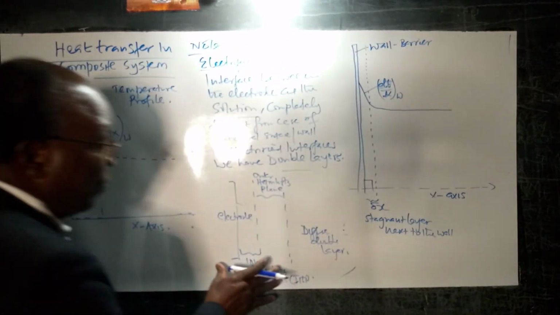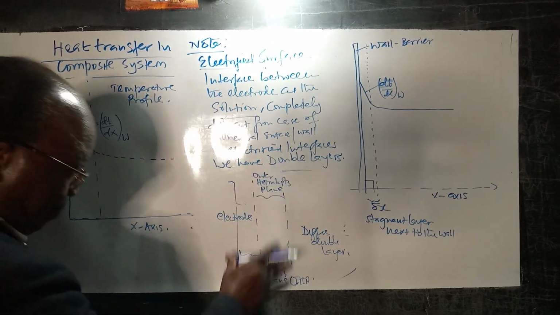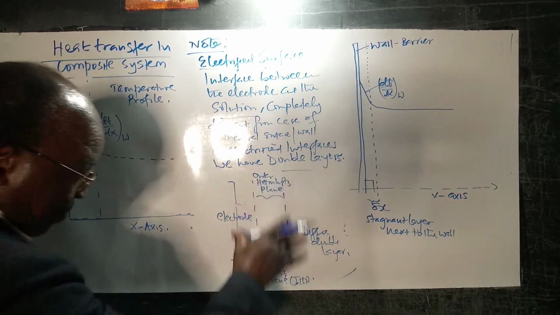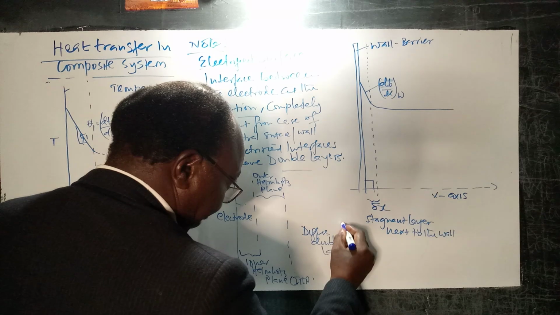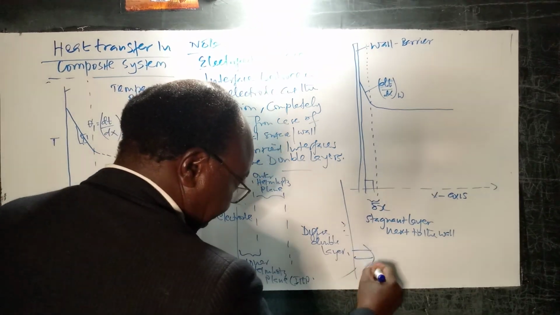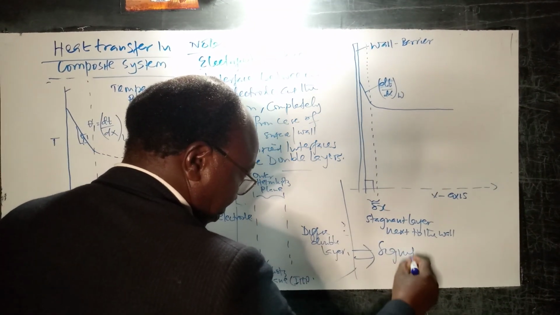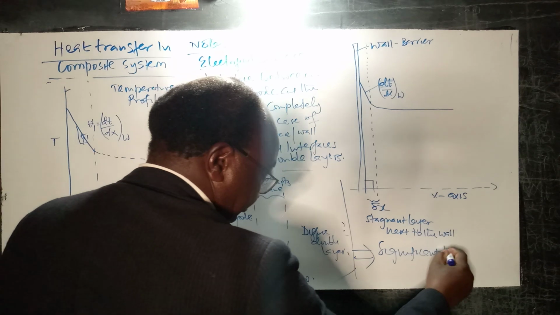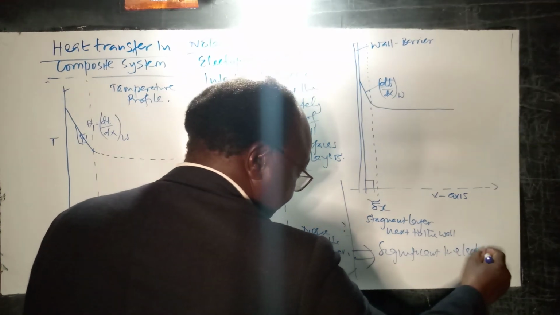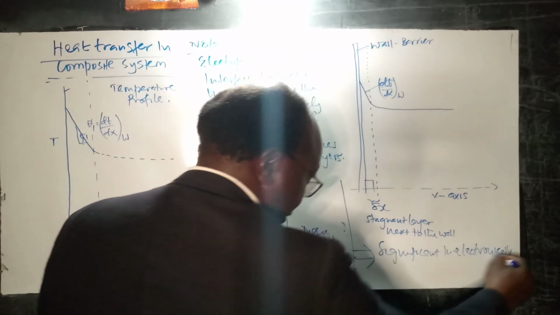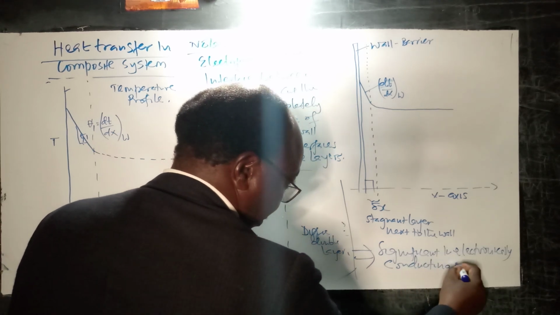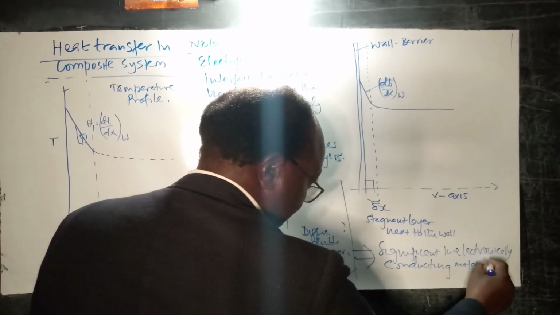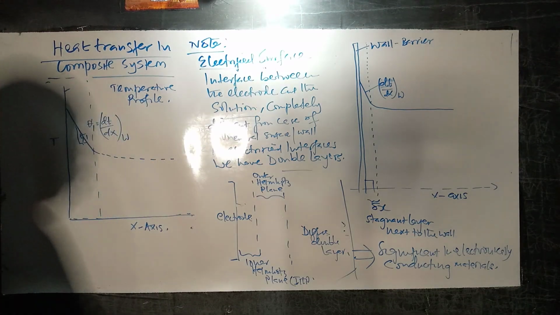And so when you're dealing with materials like conducting polymers, then the double layer will become very significant. So this is significant in electronically conducting materials. That's very important for us to note.